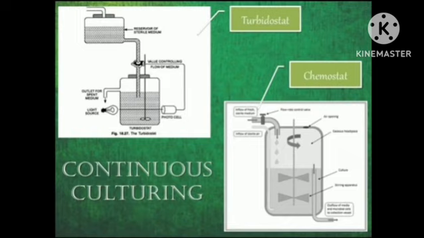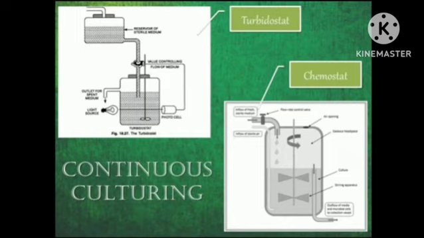And the chemostat, right diagram. The components: inflow of fresh sterile medium with flow rate control, a culture vessel with stirrer for mixing, air sparging for aeration, and an outlet for culture. These are the components of the turbidostat and chemostat.